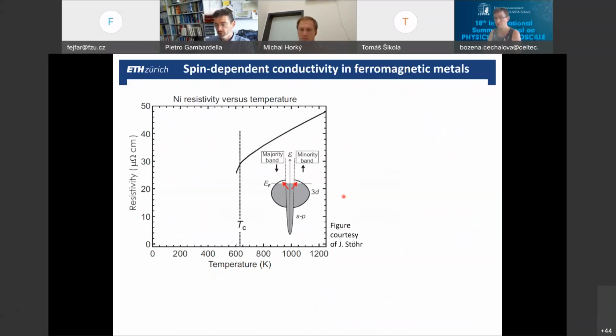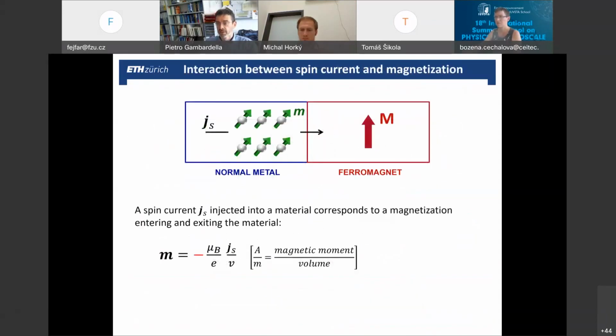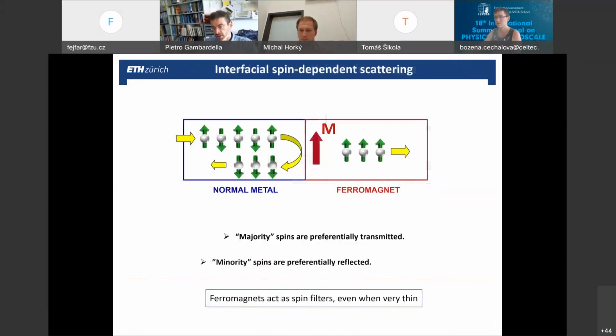And in order to see how this works, we have to consider the conduction of electrons that are spin up or spin down, right? So in a normal metal, normal means non-magnetic metal, generally spin up and spin down states are degenerate in energy, and the conduction electrons are composed in equal proportion by spin up and spin down electrons.